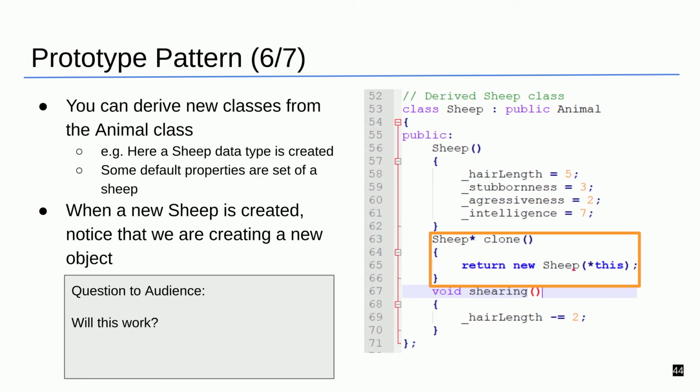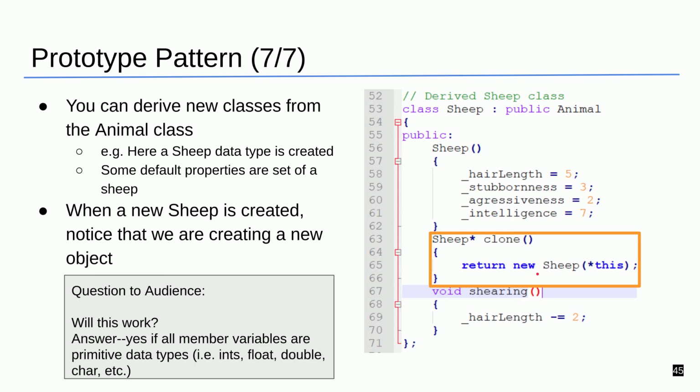That's what we're saying, promising a new sheep, an actual object here, or a pointer to the actual object because we're newing it. Will this work? And the answer is yes, this will work. This will work just fine because all the member variables are primitives.